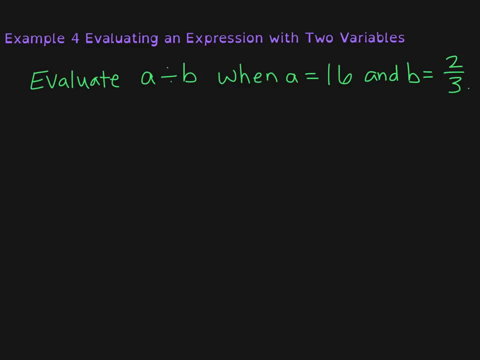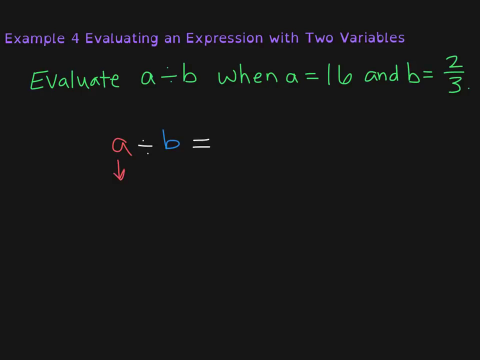Example 4 is evaluate an expression with 2 variables. So this time we have 2 variables in our equation. We have a and b. So a divided by b is what we need to evaluate when a equals 16 and b equals 2/3. So all I'm doing is I'm going to reset it up just like we did before. So I have a divided by b.